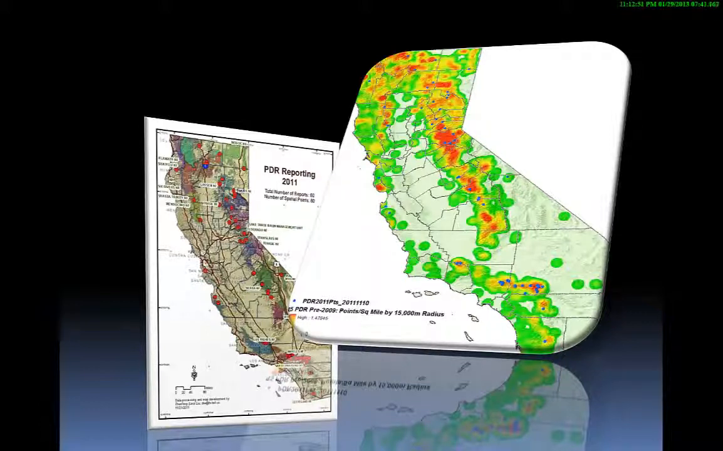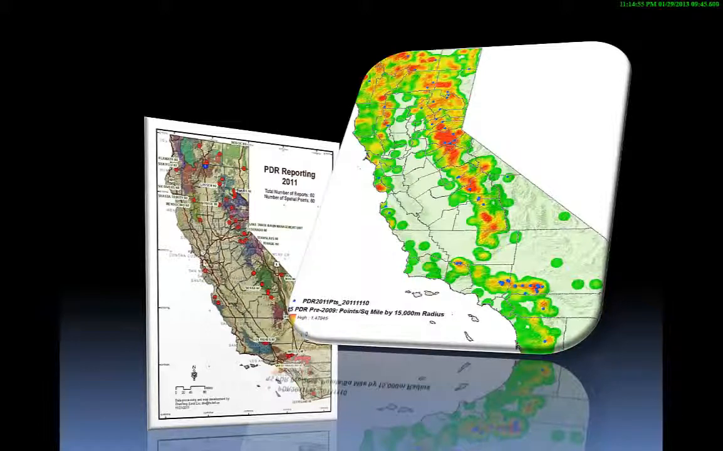For example, here on the left, what you see is a map showing the locations of all the PDRs collected from 2011, overlaid on top of the county boundary lines and the national forest polygons. You can very easily see where they are and get an idea of the geographic distribution.